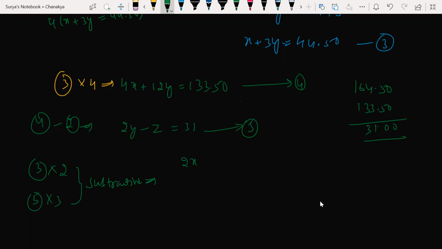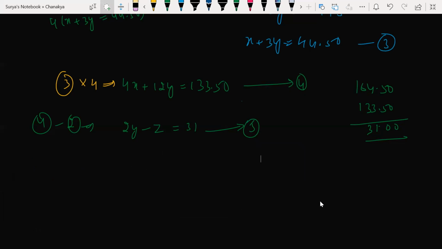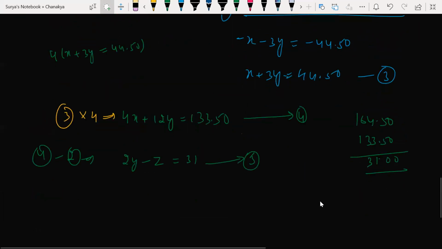So the third equation with the 2: 2x plus 6y, 89. And the fifth equation multiplying with 3: 6y. But again, it will be in two variables. So that is a problem. So it does not work out. So let us use the substitution method. Yes, substitution method we can do.